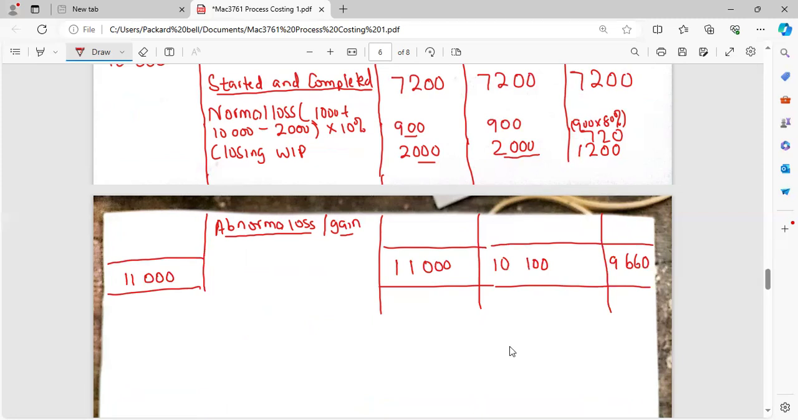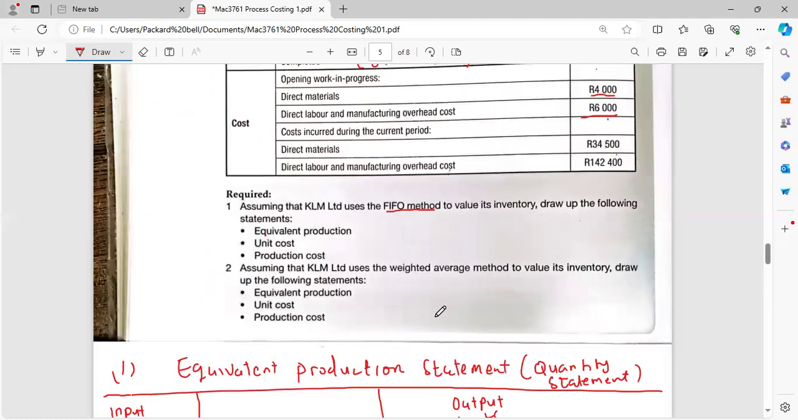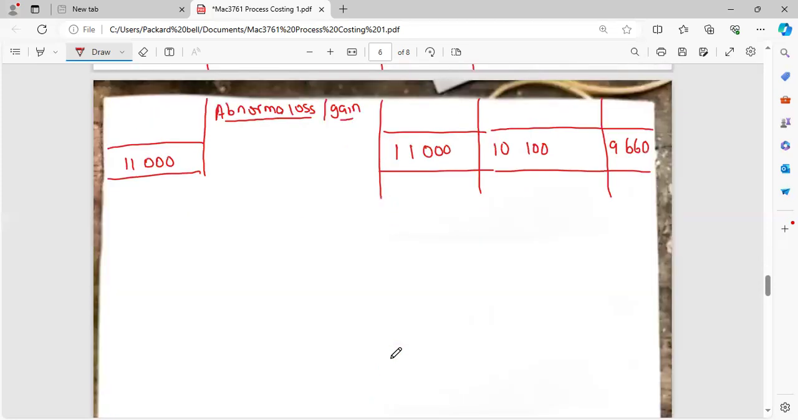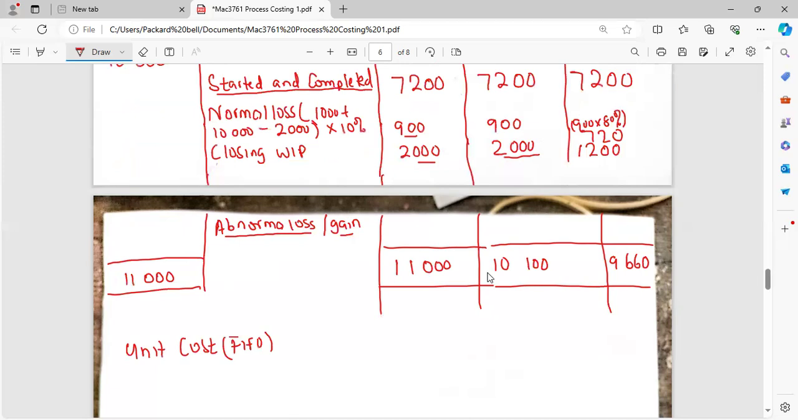Okay, if there is no question, let's look at what we are supposed to do. We are going to do the unit cost using FIFO. Remember, when we started, we said when you are using FIFO, you only use the current cost. So let's do the unit cost using FIFO, first in, first out. These are our units. And remember, in the quantity statement, we will be doing units. So here we have units and we want the unit cost. Already we have our quantity here and we want the unit cost.